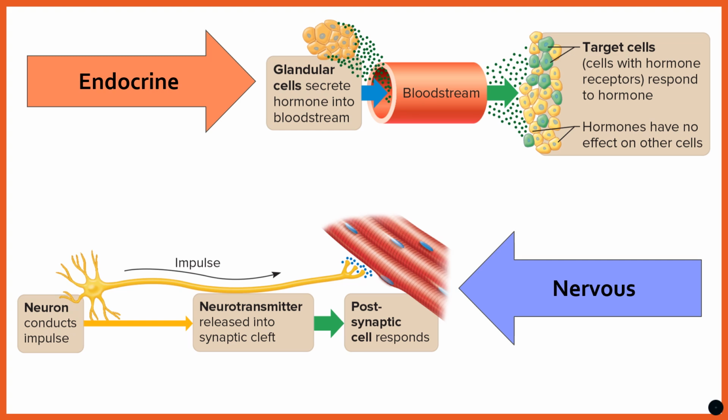I gave you all a really simplified little diagram here that summarizes everything I just said. In our endocrine loops, you have glands or gland cells secreting hormones into the bloodstream, carried to the target cells, where the hormone receptors respond to the hormone. It's a little different in the nervous system. If you remember from our last chapter, the neuron conducts impulses, neurotransmitters are released into the synaptic cleft, and the postsynaptic cell responds to it. So the main takeaway is the difference between transferring that signal through a neuron versus through the bloodstream.